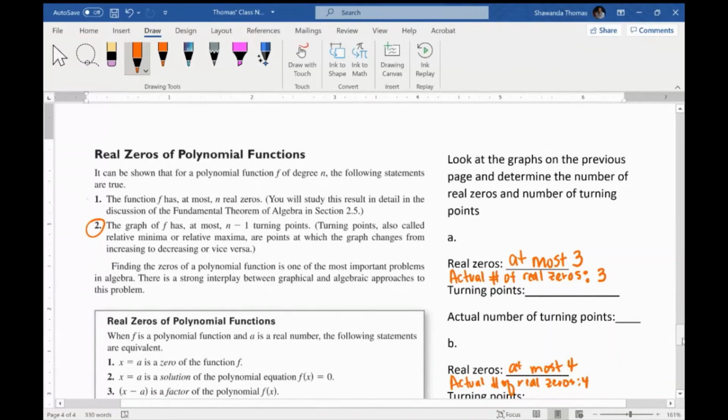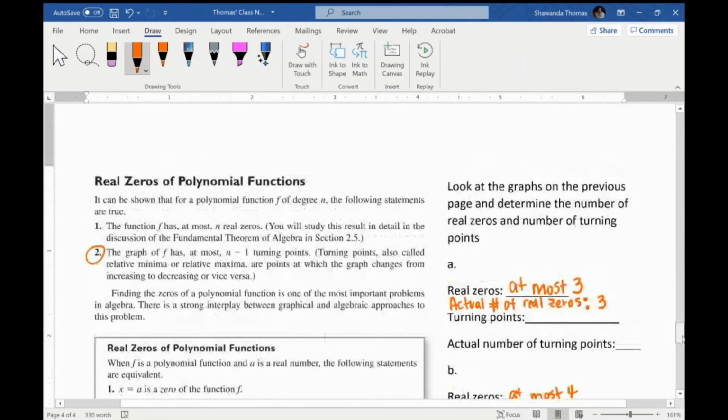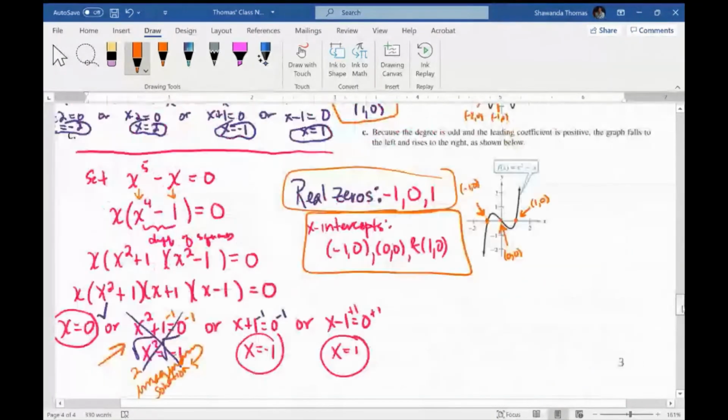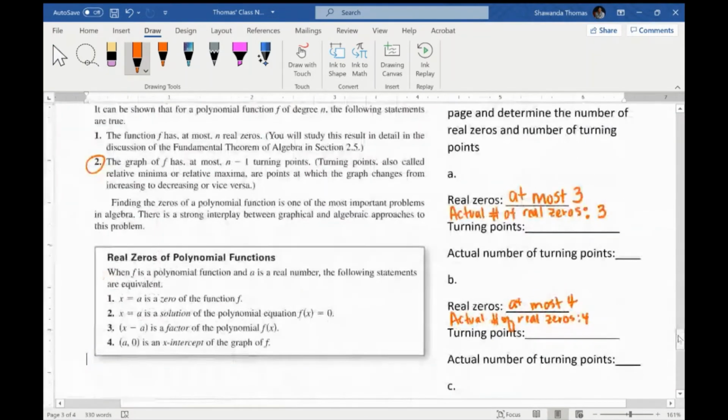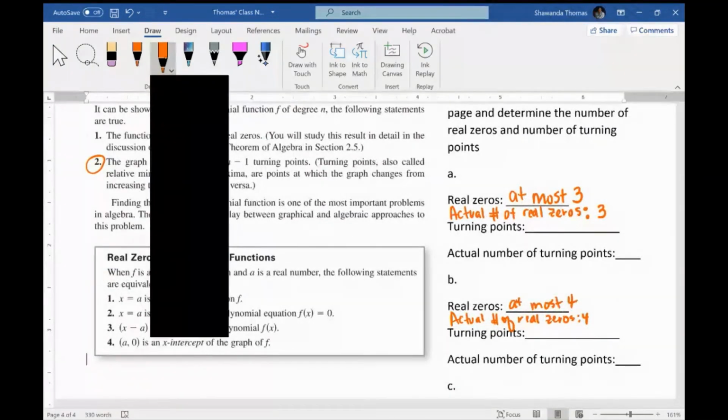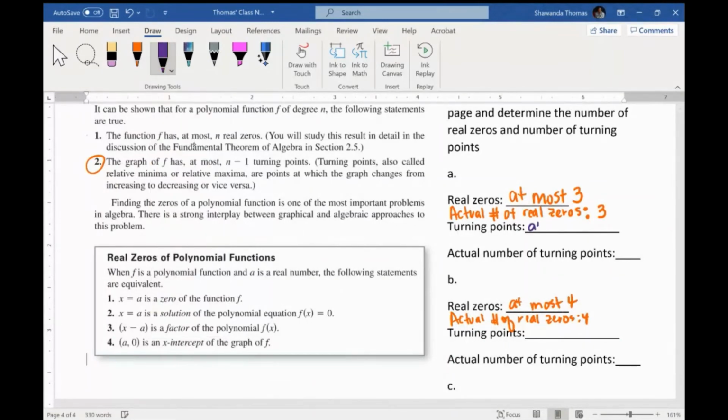All right, here we go. Let's go back to A. Let's figure out at most how many turning points we're supposed to have for A. N is the degree again for A. 3 minus 1. What is 3 minus 1? 2. So for this one we're going to have at most 2 turning points. That's the maximum number we can have.